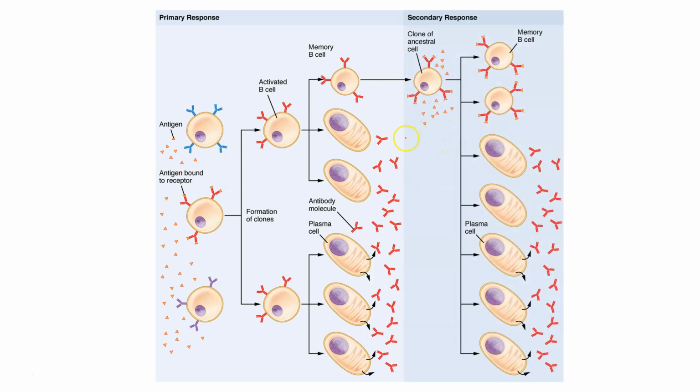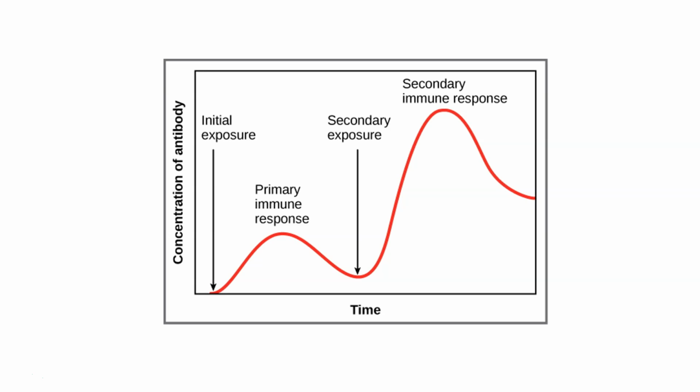In a secondary response, there are already a whole bunch of these clones, the memory cells, that are on hand, and so this reaction can happen a lot faster without the whole activation process. When you look at just the sheer amount of antibodies that are released, a primary response will have so many antibodies released, and then it comes down. And then if there's a secondary response, because there are so many memory cells that each get activated and release antibodies, the number of antibodies is much greater because of the extra antibody production capability of those memory cells.